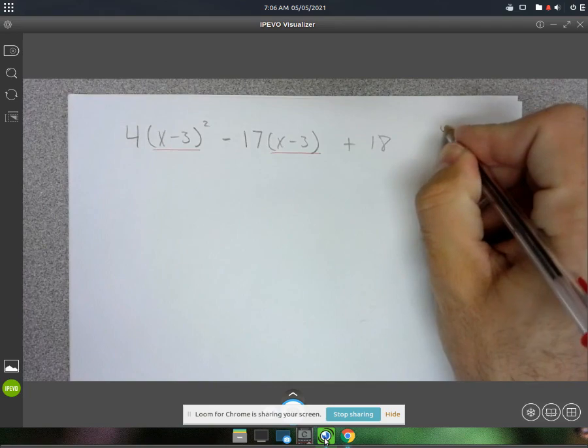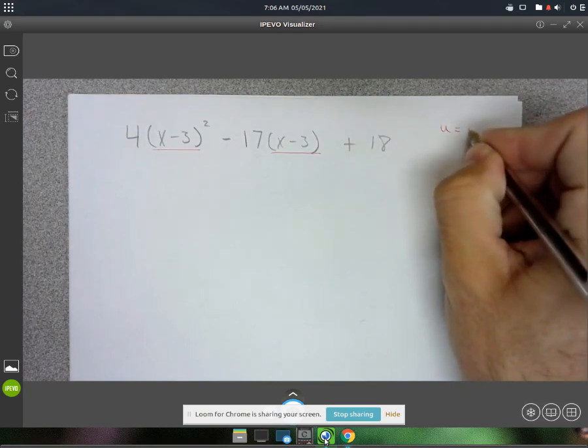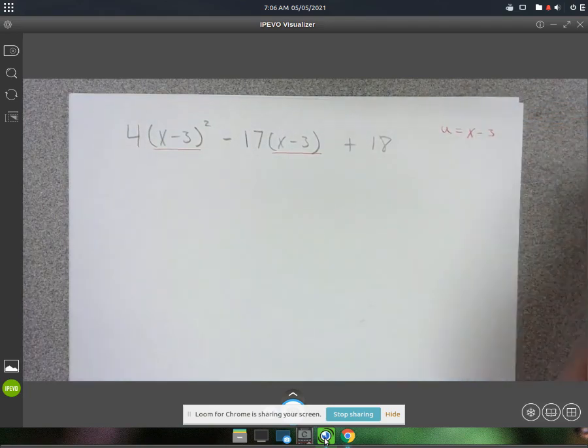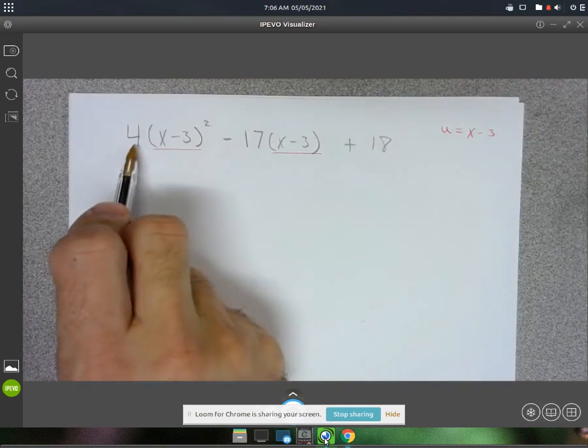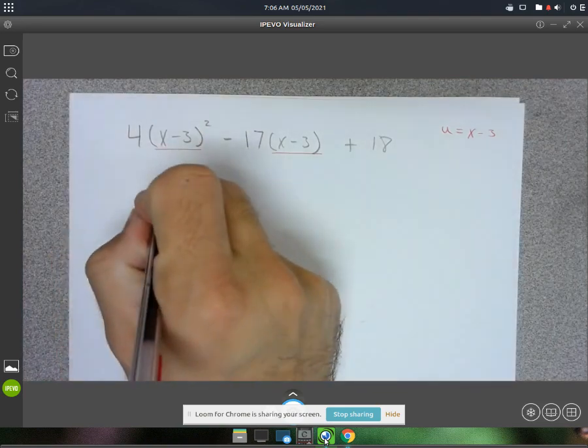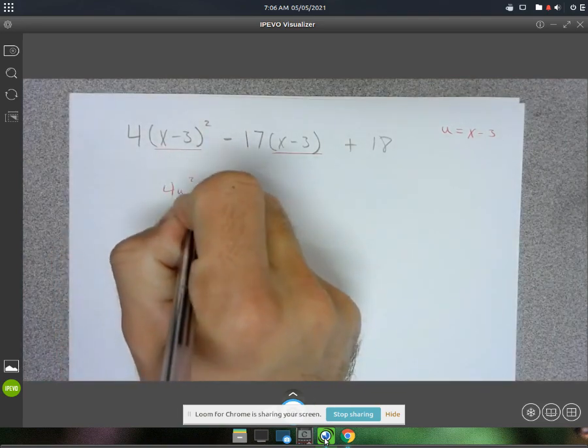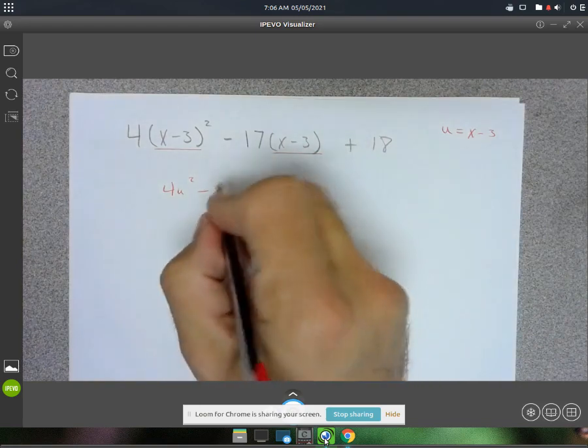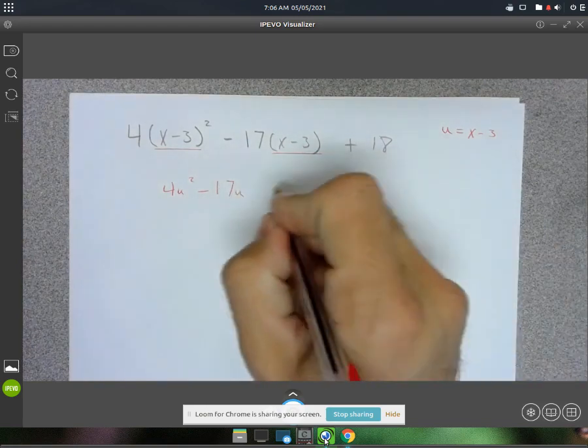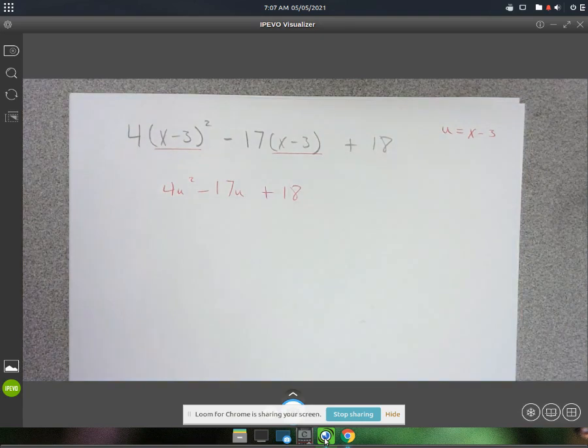It's going to be a little strange looking, but U is going to end up equaling x minus 3 this time. That way I get a 4U squared, and then a minus 17U, and then a plus 18.